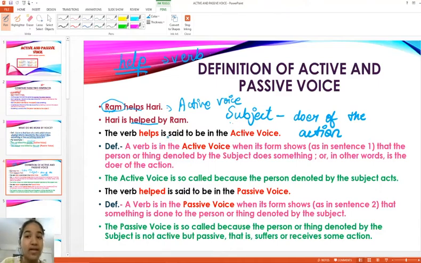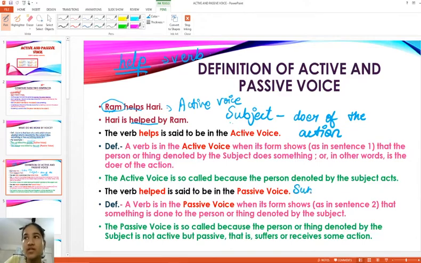Now, who helped Hari? Ram. Who was helped by Ram? Hari. Understood? A passive voice is so called because the person or thing denoted by the subject is not active but passive, that is, suffers or receives some action. Some action is being received, that helping is on him. That's why the subject receives some action.